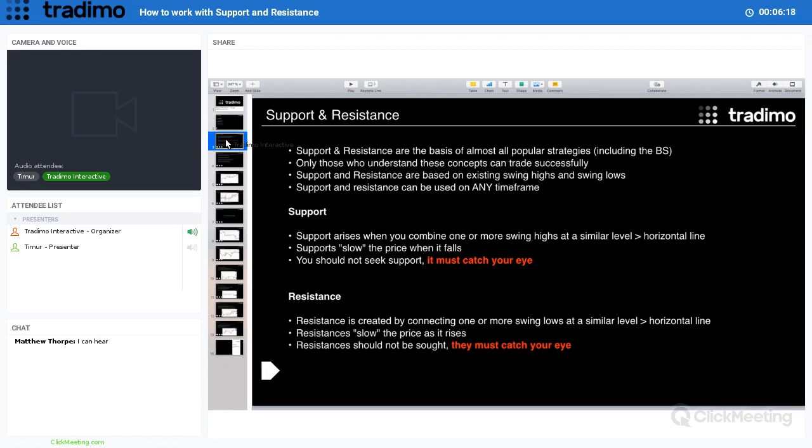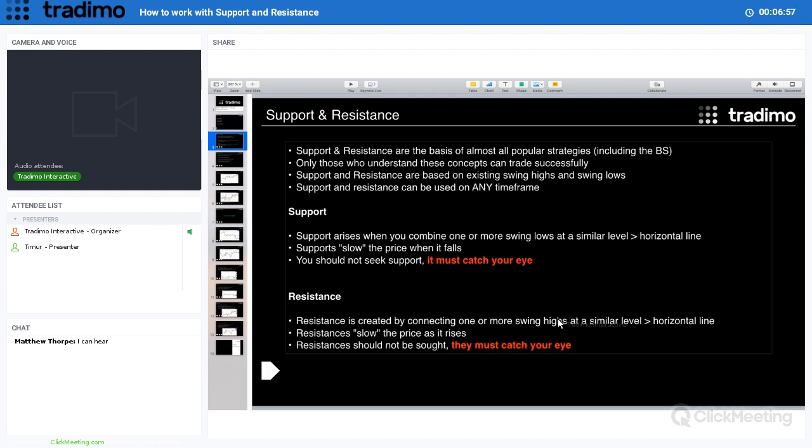What is a support? A support level exists if you draw a horizontal line on swing lows. And it is much better if you have several swing lows at a similar level, and then you draw a horizontal line. Sorry, this here should be swing lows. I don't want to confuse you, sorry for that. And these here are swing highs, of course, at a similar level, and then you have a resistance level.